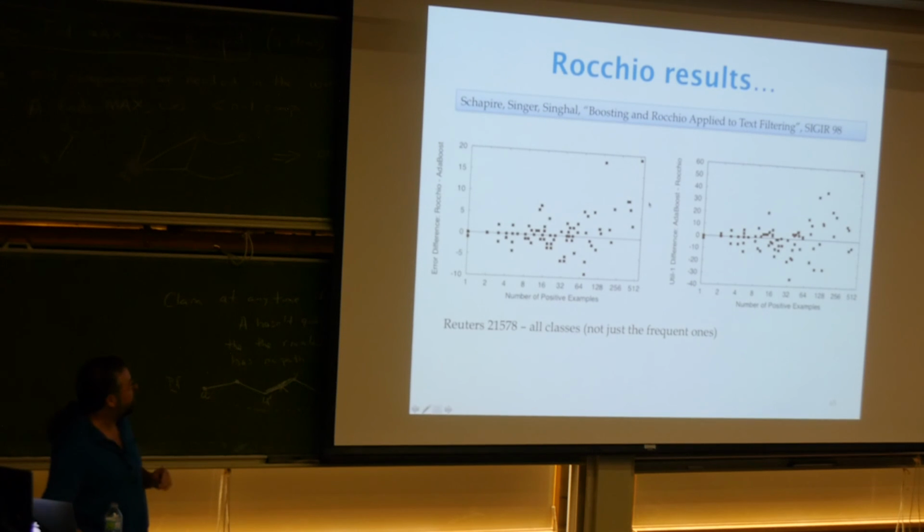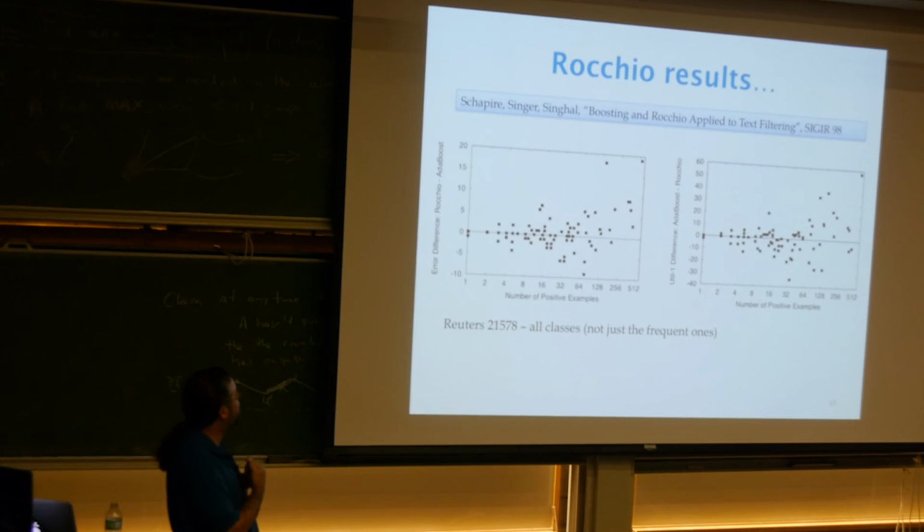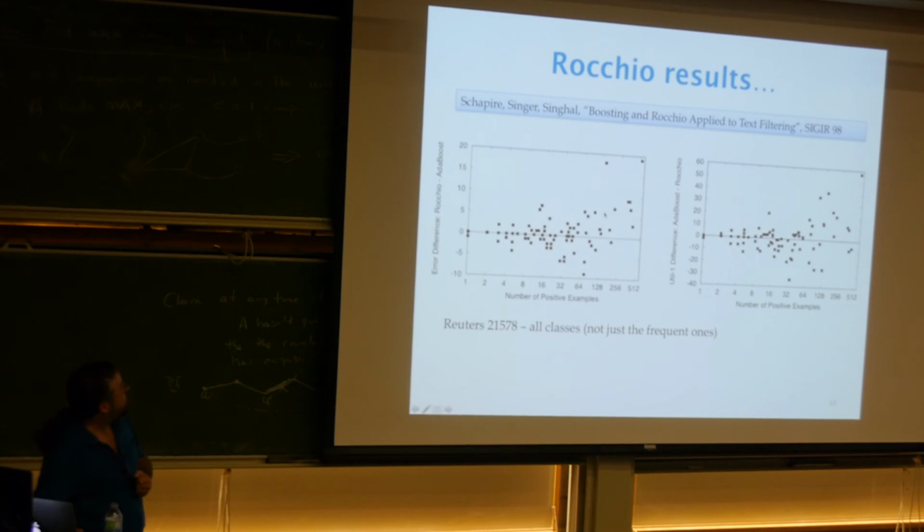But these guys really knew what they were doing, and they were basically competing to see who could do the best. So for this benchmark case, this is the error of Rocchio minus the error of AdaBoost, and it's plotted against the number of positive examples. And this is the same thing with a slightly different measure of quality. So just look at this one on the left here, which is the error rate.